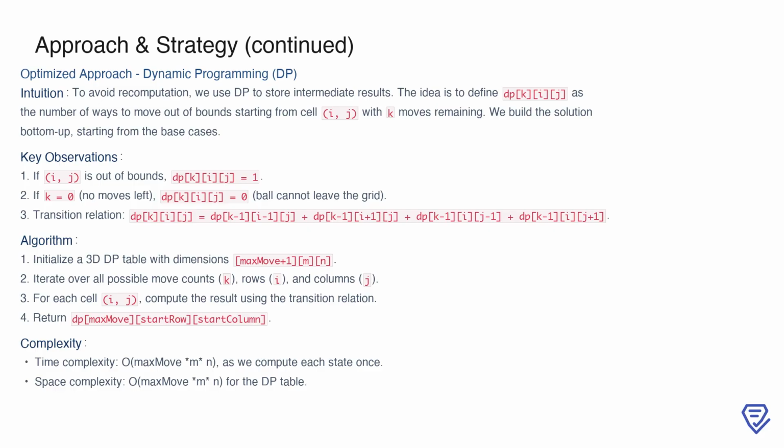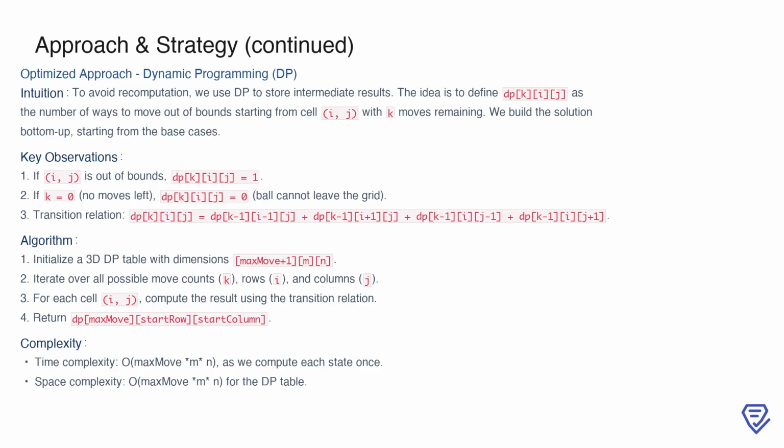The solution is built bottom-up, beginning with the base cases. First, if the current position (i, j) is already out of bounds, then dp[k][i][j] is immediately 1, as it represents a successful path. If no moves are left, meaning k equals 0, the ball cannot leave the grid, so dp[k][i][j] is 0.